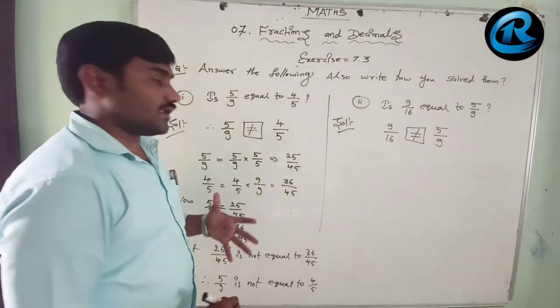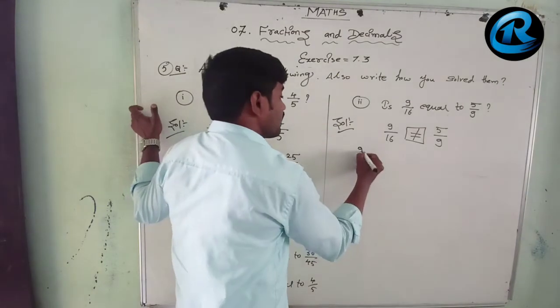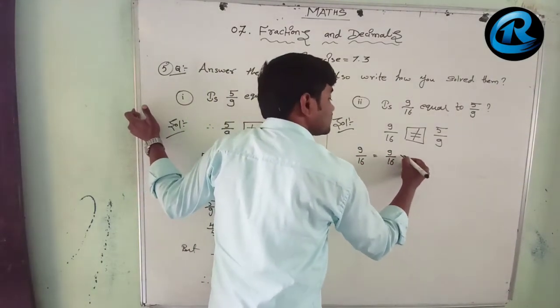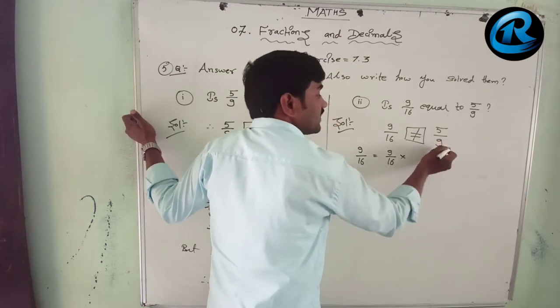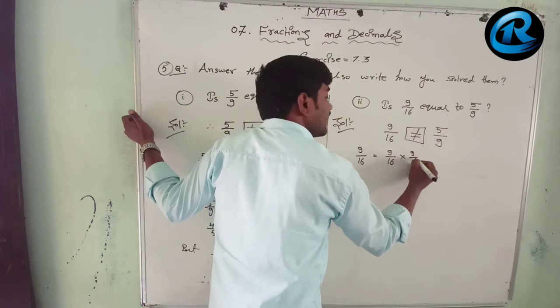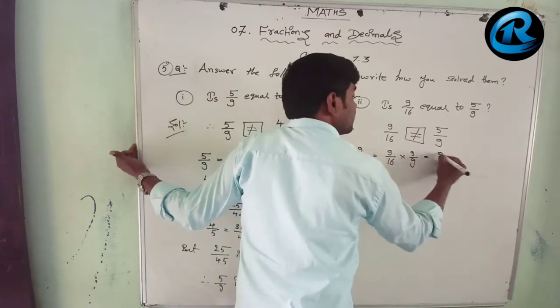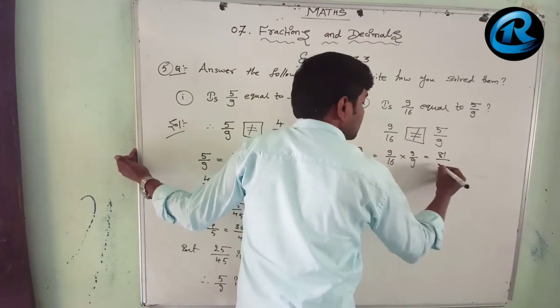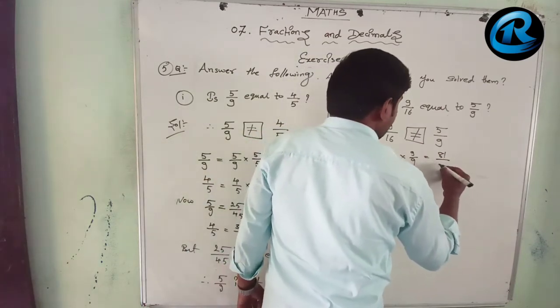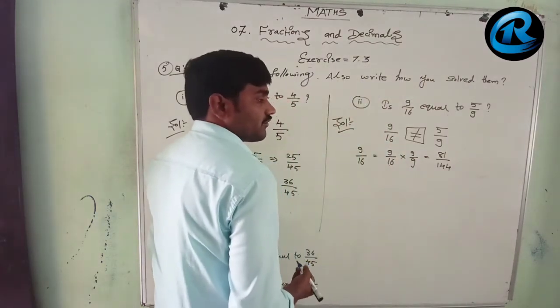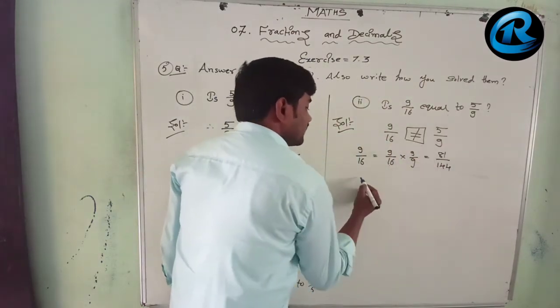They are not equal. Why? Let us show it here. 9 by 16. We have to increase 9 number of times. This denominator we have to multiply this fraction to the numerator and also for denominator. So 9 into 9 81 by 16 nines, that is 16 nines you will get 144. 144. And this 5 by 9 will take it.